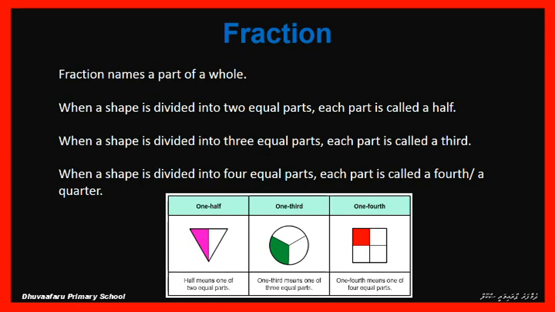Before going to the quiz, let's recall what is fraction. Fraction names a part of whole. When a shape is divided into two equal parts, each part is called a half. And when a shape is divided into three equal parts, each part is called a third. When a shape is divided into four equal parts, each part is called a fourth or a quarter.